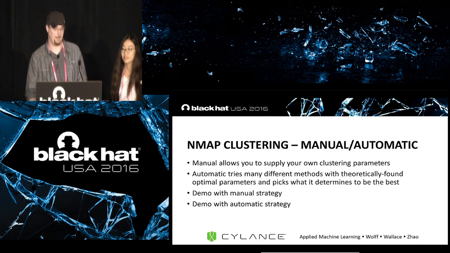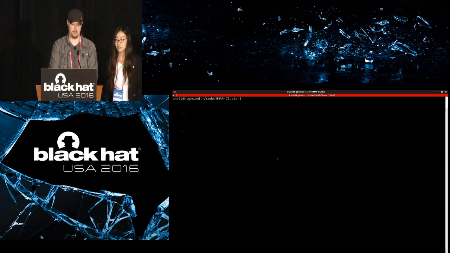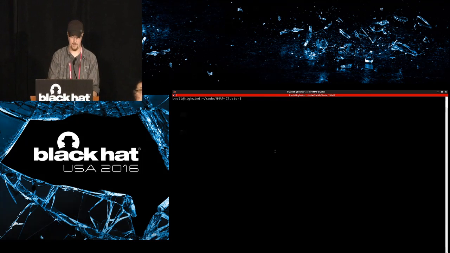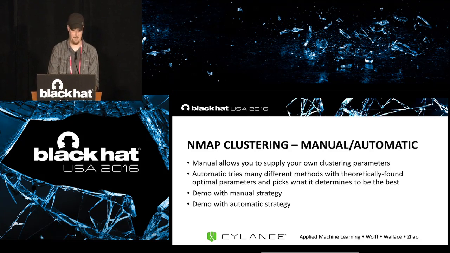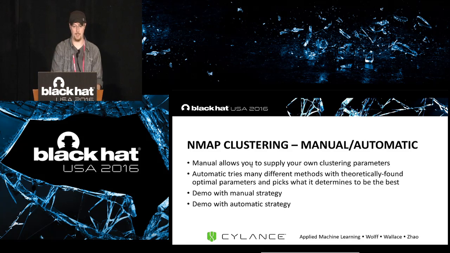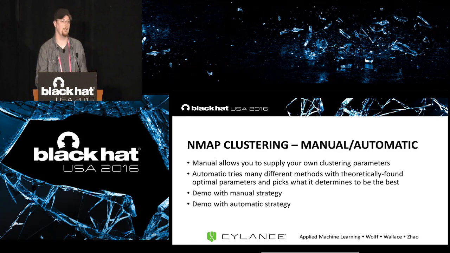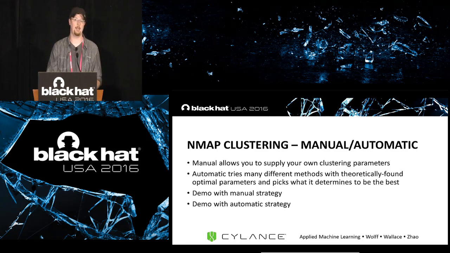Okay, so we're going to go through some demos with the Nmap clustering tool. I'm just going to switch over to that. The first demo we're going to do is the manual method. This is where you define the clustering method you want and the hyperparameters, the extra little parameters that go into your clustering algorithm to determine how it works. After that, it's going to be the automatic method, which automatically picks the best clustering algorithm and the best hyperparameters for the algorithm itself.